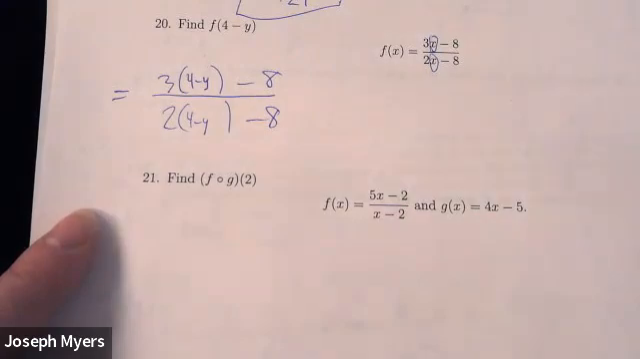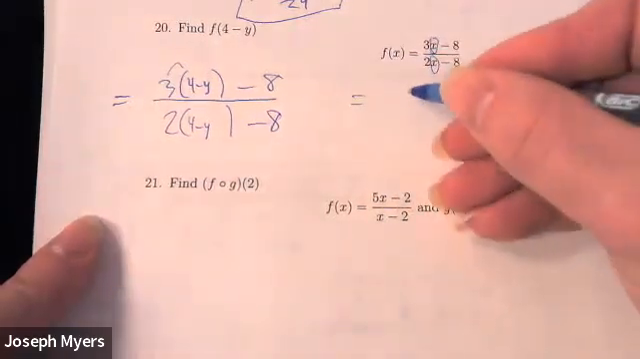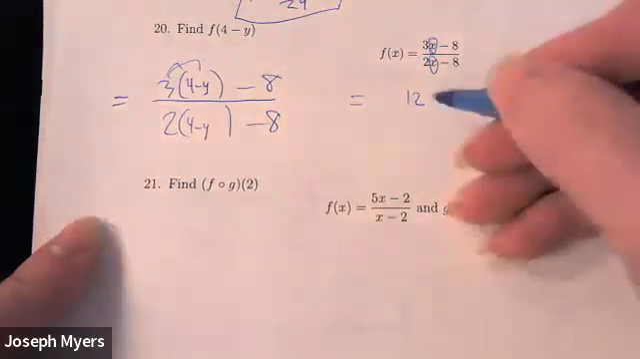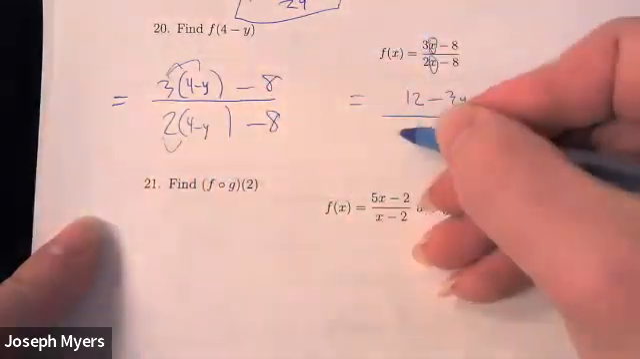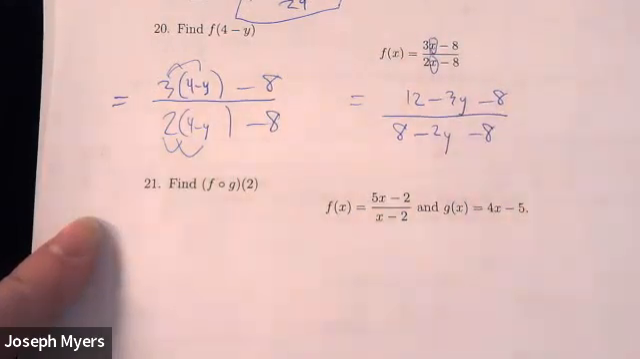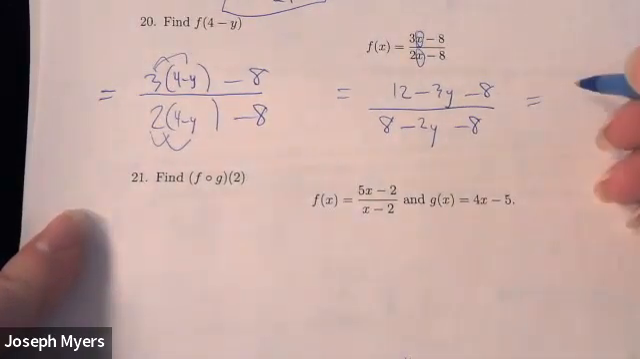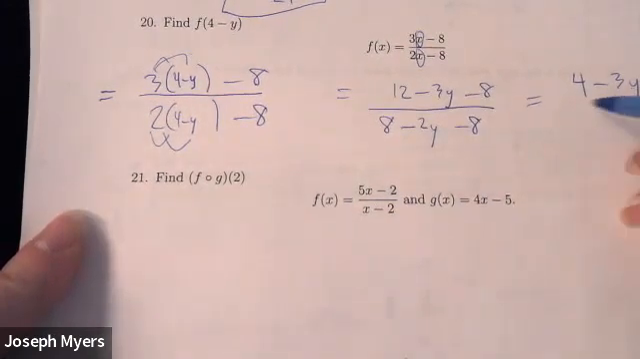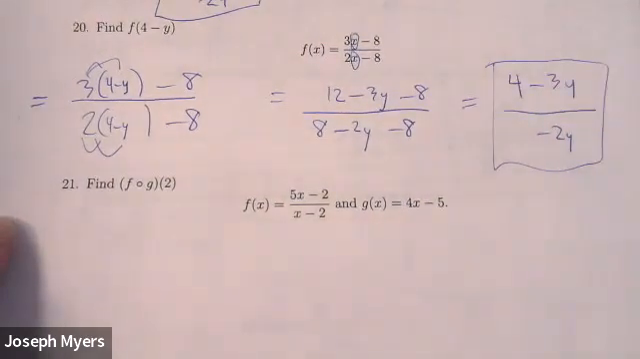Now let's simplify that. So we have to distribute those parentheses. So 3 times 4 is what? 12. And 3 times negative y is what? Correct. And then minus 8. And then 2 times 4 is what? 2 times negative y is what? And then minus 8. And then what is 12 take away 8? It is 4, correct. 4 take away 3y. Yep. And then what is 8 take away 8? 0, so that just goes away. And you're left with that. So the answer is 4 take away 3y over negative 2y.